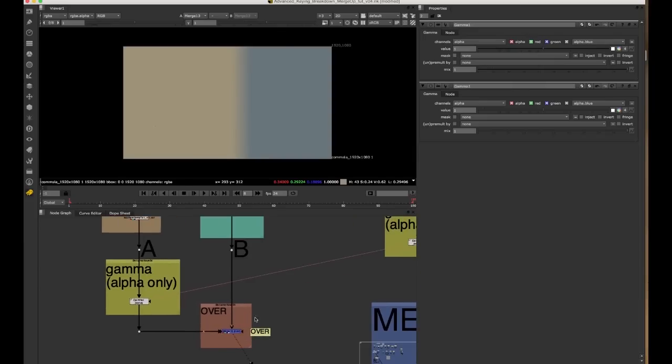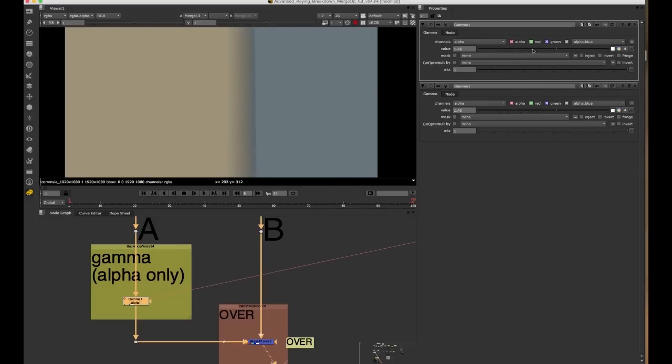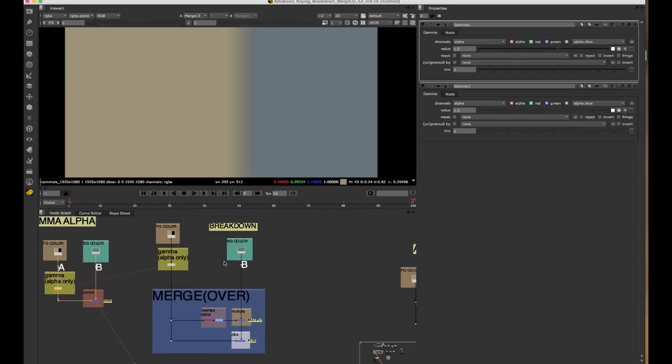So if we look at this regular over and we start messing with this gamma, which is only affecting the alpha channel of the A input, you can see increasing the gamma makes the edge darker, and decreasing the gamma makes the edge brighter. And this is a really handy tip to quickly make your blending transparent pixels brighter or darker if they're one or the other. So why does it do that? It can be kind of confusing, so I try to break it down.